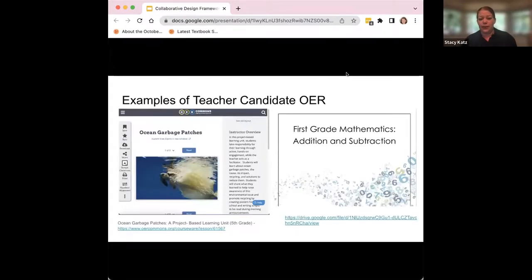Some of the examples of the teacher candidate OER that you can see: there was a project-based learning unit, which was shared on OER Commons. Another student created a first grade mathematics workbook for the parents, which Jennifer had never seen, a student creating something for their parents before. The teacher wanted to help the parents understand the mathematical concepts. So that was what she created, which was a really interesting take on this assignment.